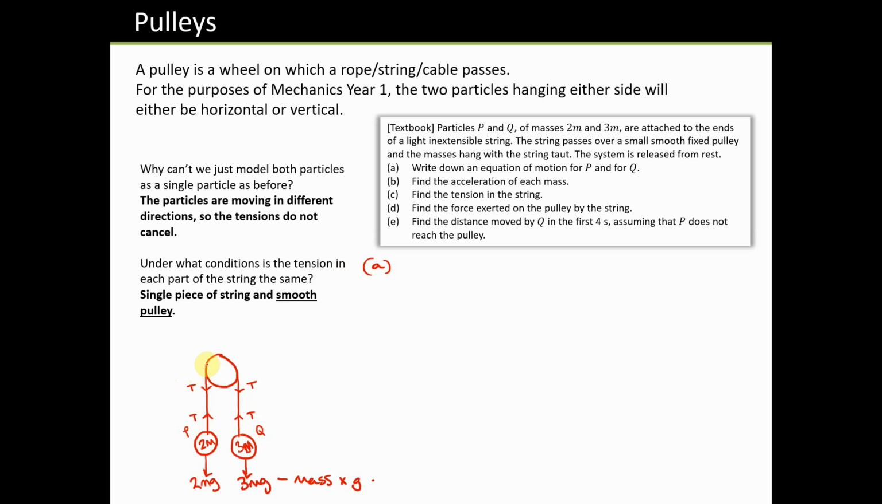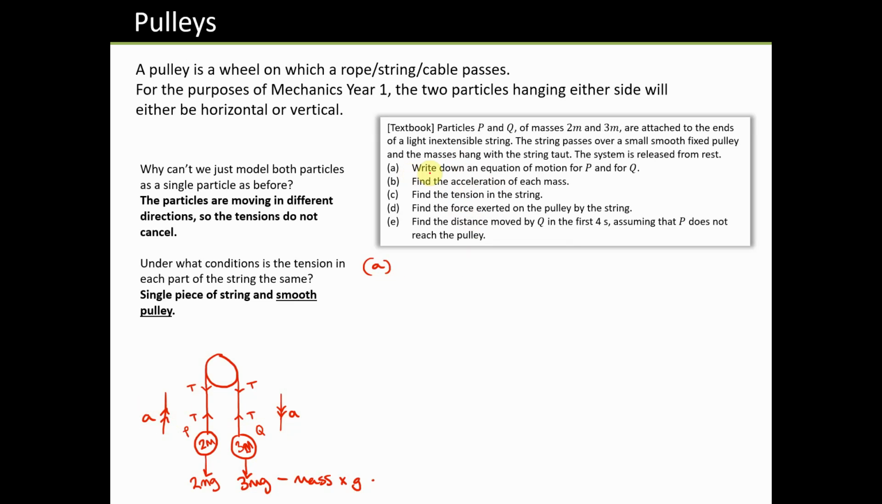There is one thing actually that is key. Always label on your directions of movement. We haven't been given exact masses, but clearly 3m will be heavier than 2m. So if this is released from rest, the system is going to move in this direction. This particle is going to fall downwards. This particle is going to rise upwards. And I know that these accelerations are the same.